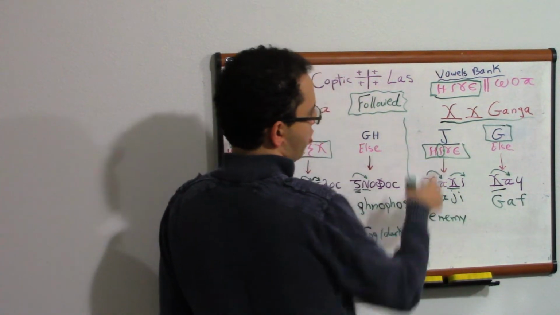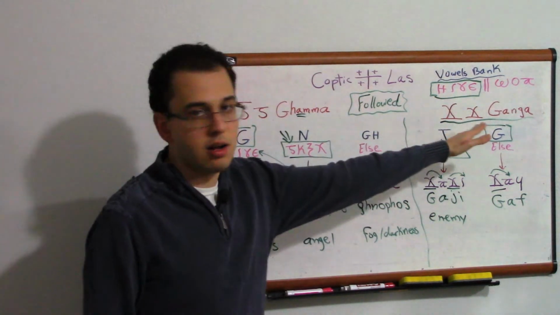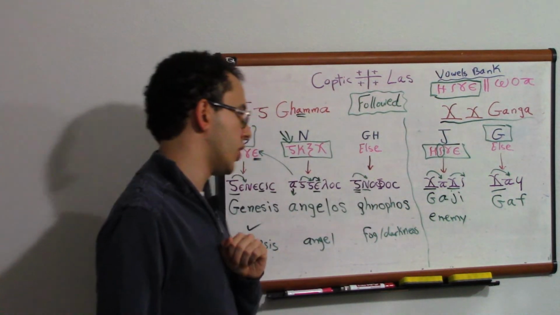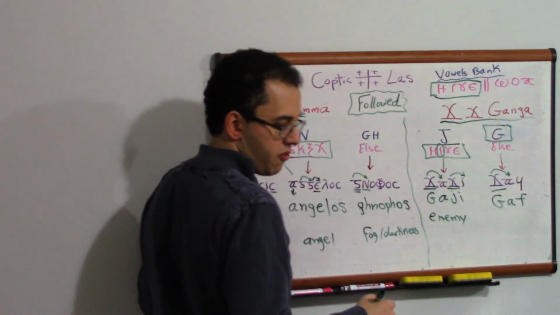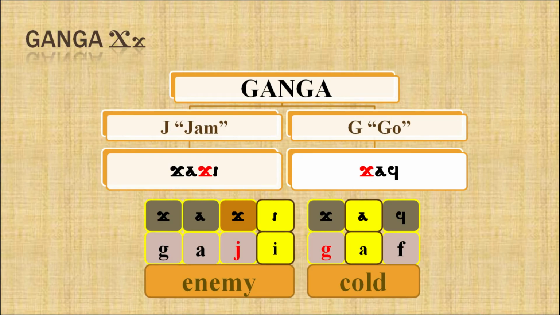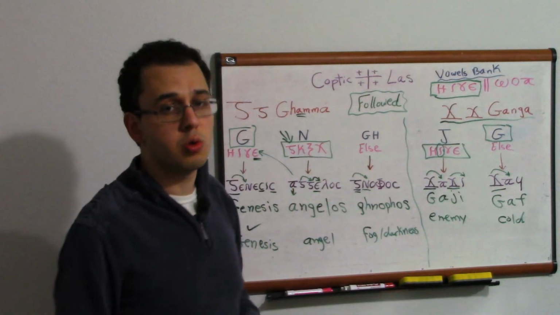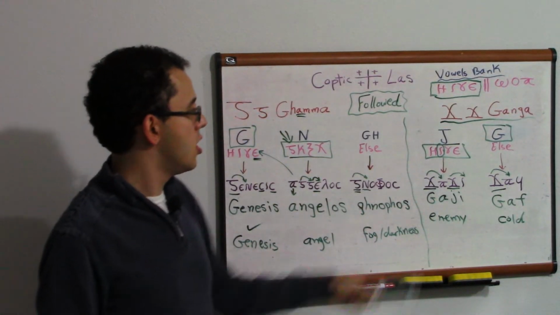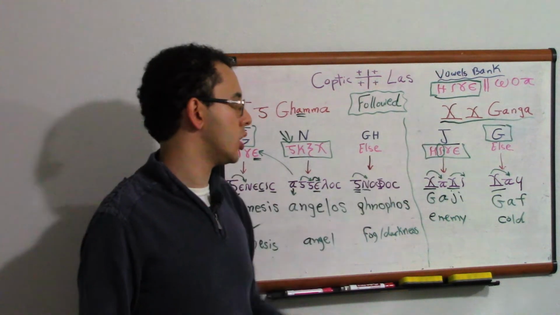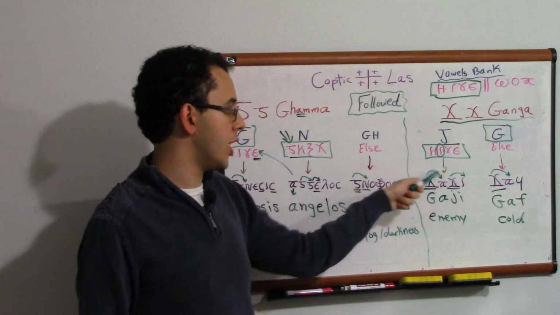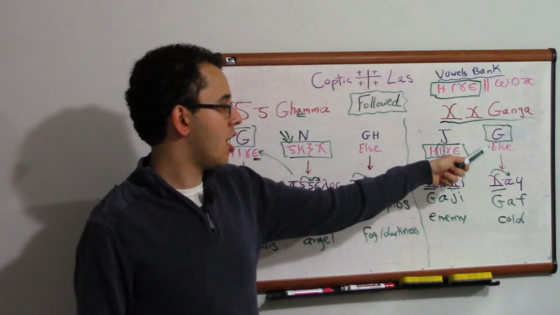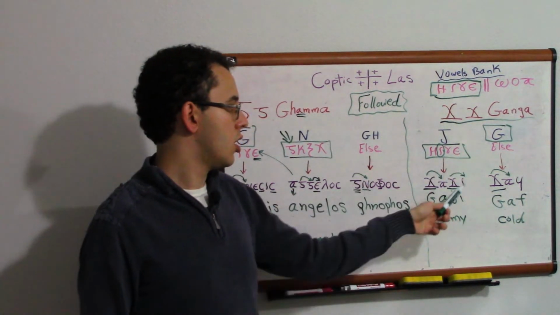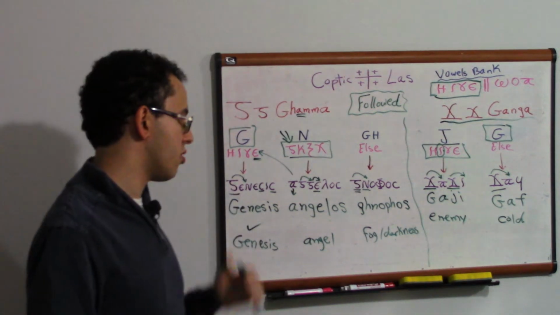And again, remember, as we'll learn later, any word that has Ganga on it must be Coptic, not Greek. Okay? So you put this whole word together and you get Gaf. And Gaf means cold. So when someone is cold, it's Gaf. So to recap with Ganga, Ganga could either be a J or G. It's J if it's followed by any of the hive group, like the word Gaji, which means enemy. Otherwise, it's a G, like the word Gaf, and Gaf means cold.